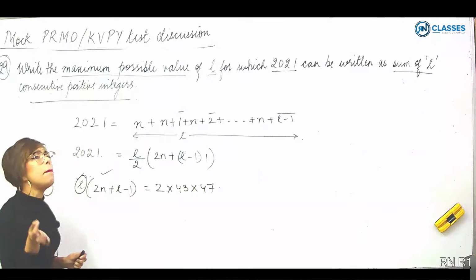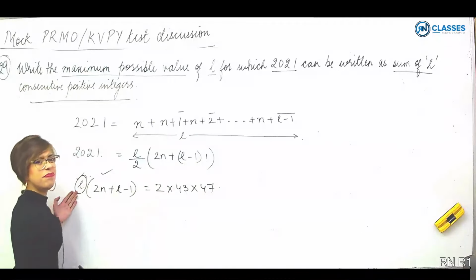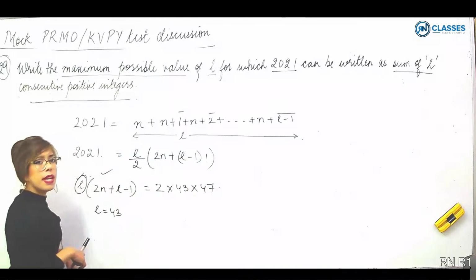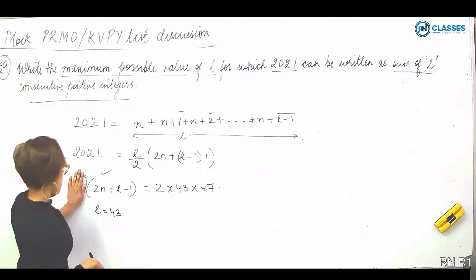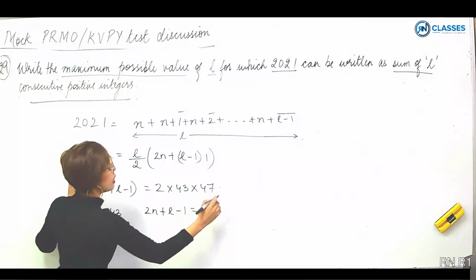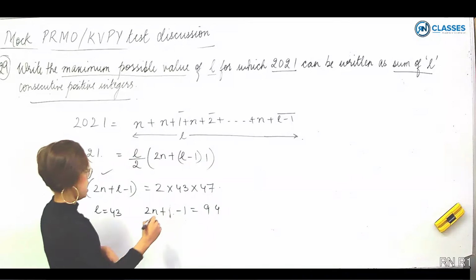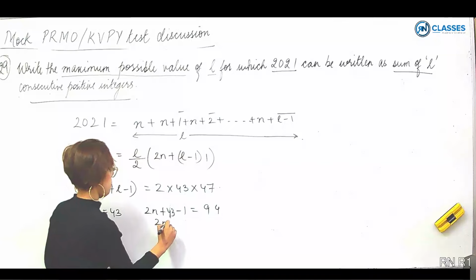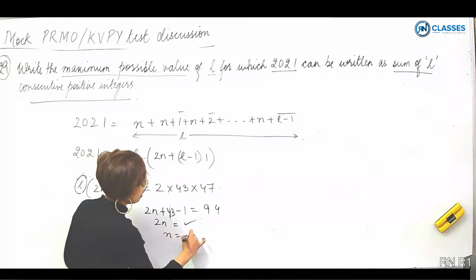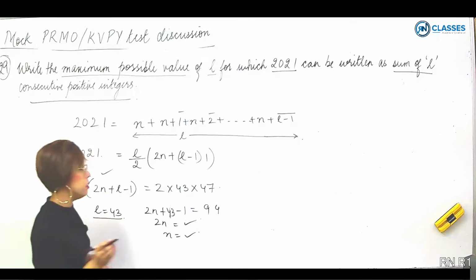I need the maximum value of L. Do you think I should check whether L is equal to 43 to start with? L is equal to 43. That means 2n plus L minus 1 will be equal to 2 into 47, which is 94. L is 43, so this becomes 2n plus 42 equal to 94. So I will get a natural value of n. That might be the answer, but I want the maximum possible.